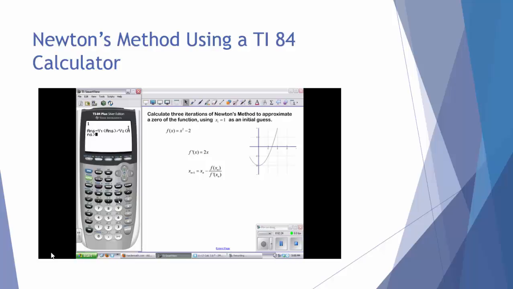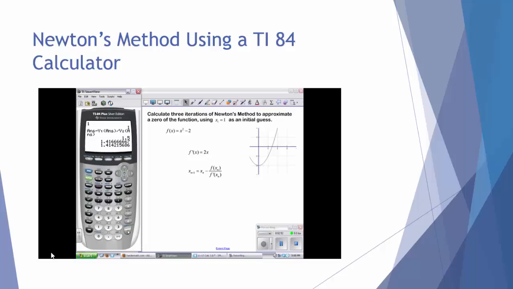So my x sub 1, my initial input, was a 1. When I hit enter here, it gives me my adjusted x sub 2. So it's telling me that 1.5 is a closer estimation. And now I can just hit the enter button to do another iteration, because now 1.5 is my answer. So if I repeat that process, it's going to find x sub 3. That's my third iteration. And you can do a fourth iteration and so on just by hitting enter.